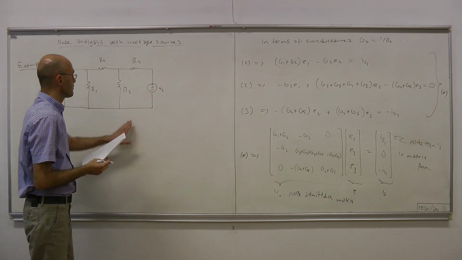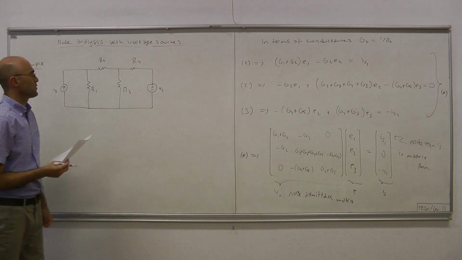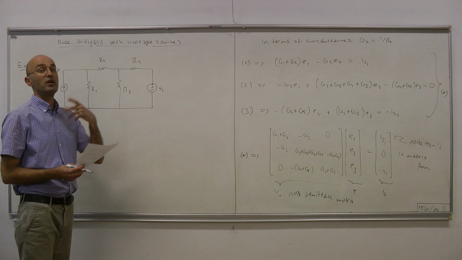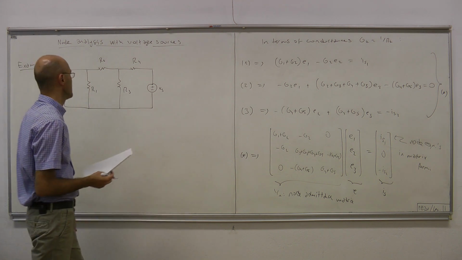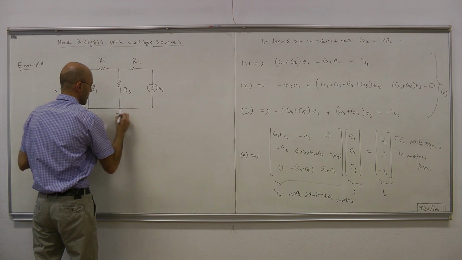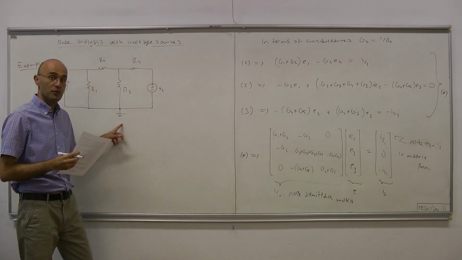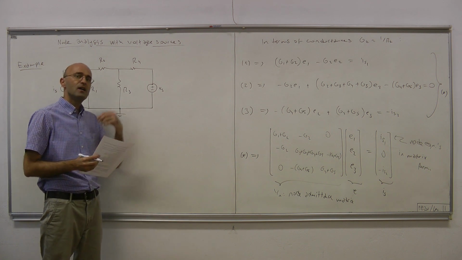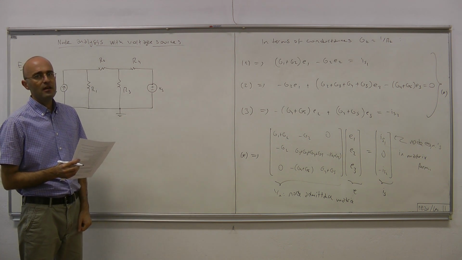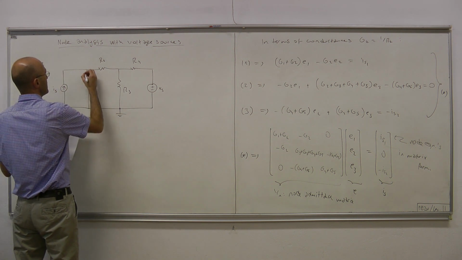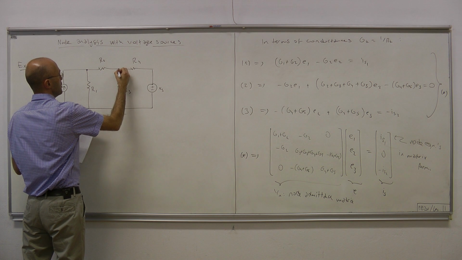Now let's formulate this circuit in terms of node voltages. Remember, the very first step, or even the 0th step, is labeling. First we choose the reference node. And note that this is arbitrary. We can choose whatever reference node we want, but sometimes some choice may be better than the other. But it's not really that important. And then we label the remaining nodes.